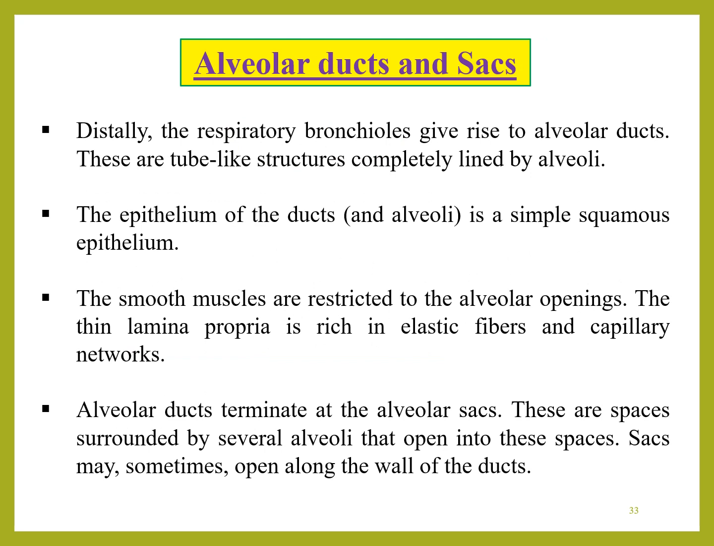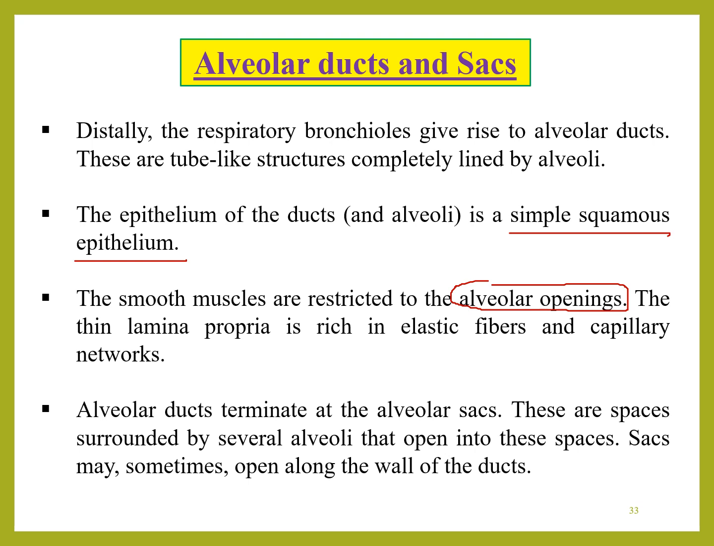Now, distally, the respiratory bronchioles will give rise to alveolar ducts, and these are tube-like structures that are completely lined by alveoli. So along the entire wall of the alveolar ducts, we have openings of alveoli. The epithelium of the ducts and the alveoli is simple squamous epithelium, nothing more than simple squamous epithelium. Smooth muscles, however, may be present, but they are restricted to the alveolar openings, only the regions where the alveoli open into the ducts. The thin lamina propria is rich in elastic fibers and capillary networks.